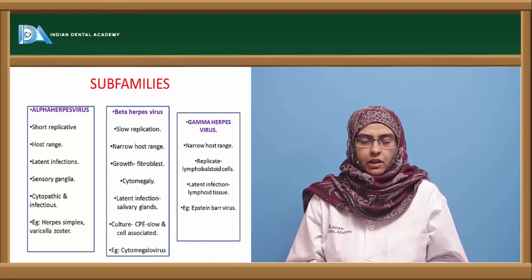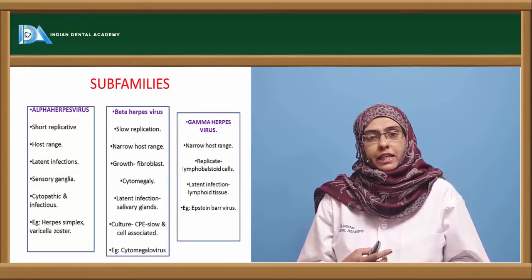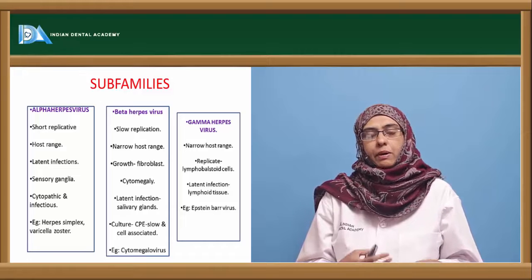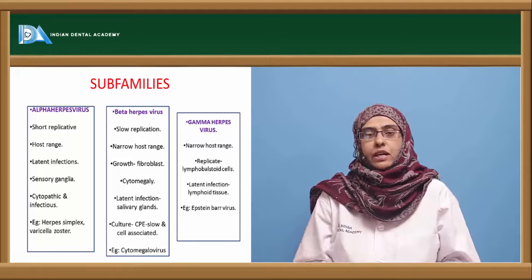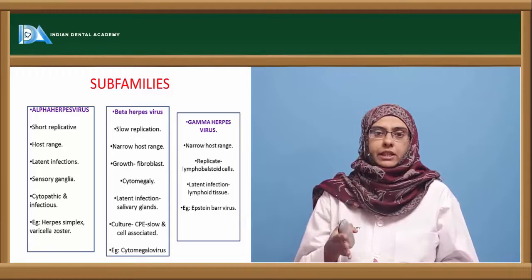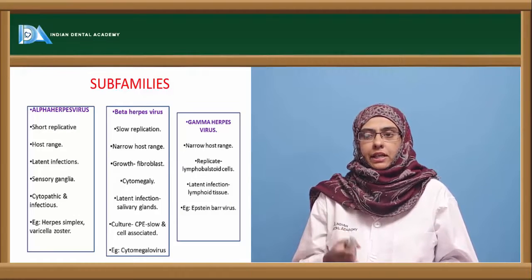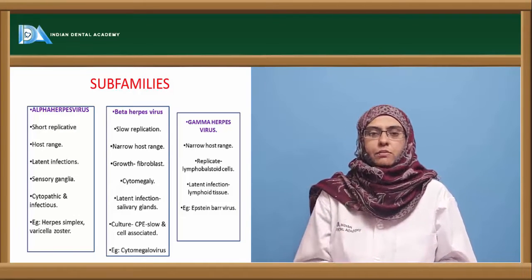Now coming to the cultural characteristics, they can be identified with the help of the cytopathic effect, which is produced very rapidly compared to the other subfamilies. Examples of the organisms included under alpha herpes virus are herpes simplex and varicella zoster, which causes the chickenpox disease.